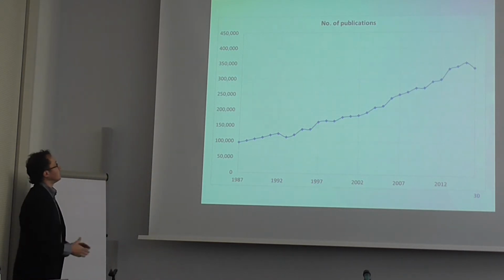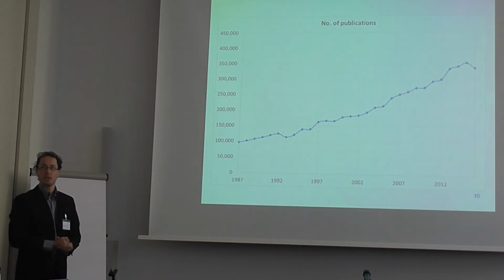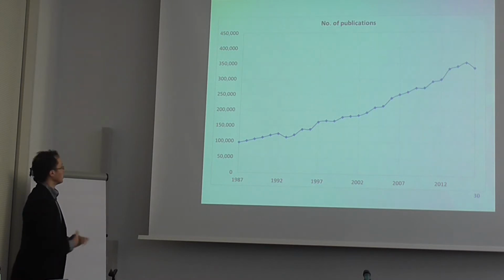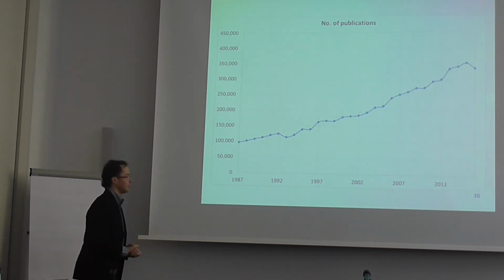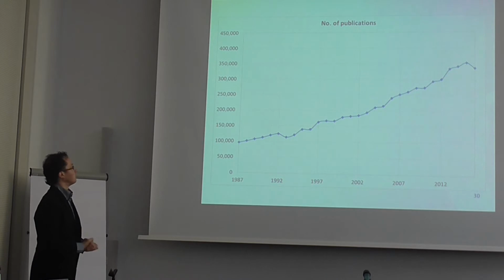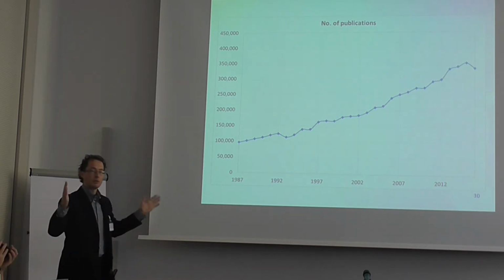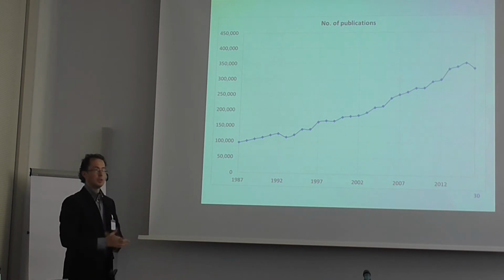And then in this graph we see the number of matched publications over time. So for the year 1987 we have 100,000 publications matched, and in 2016 we see 350,000 publications. So in total we have 6 million publications.